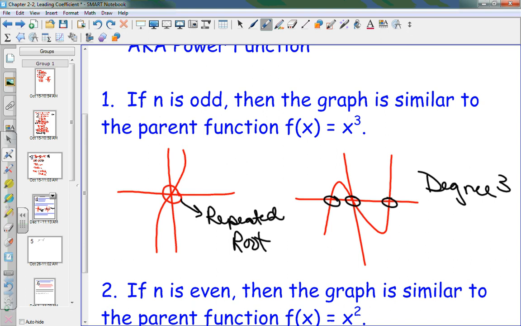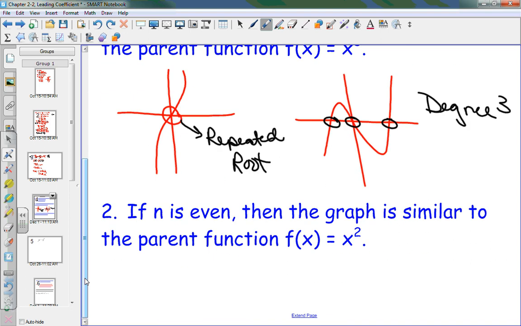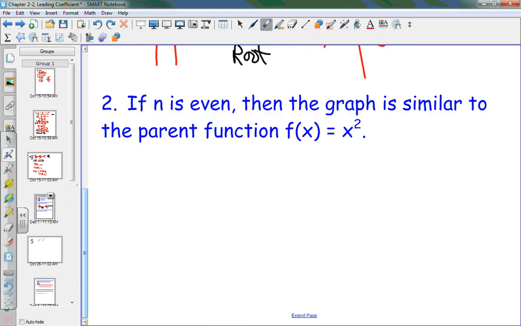Now, there are some issues going on there. What I said is not a 100% true statement, because in the event that you have repeated roots, then you're going to have some issues. Okay, and we'll talk about that in this chapter. What I want you to know is anything that has an odd root is going to look like these two functions. Now, if it's even, the graph is going to be similar to x squared. Okay, well, let's talk about that.